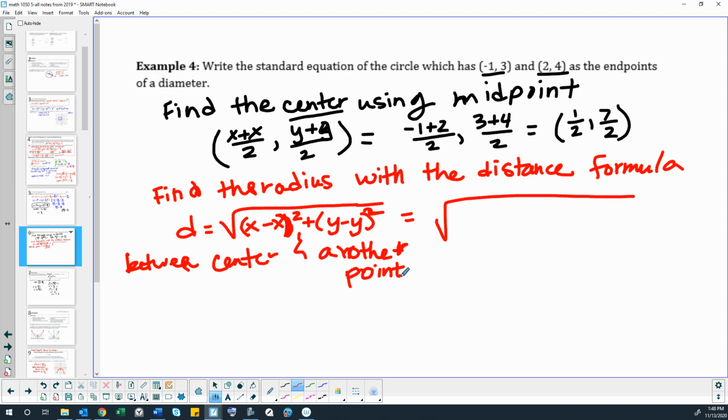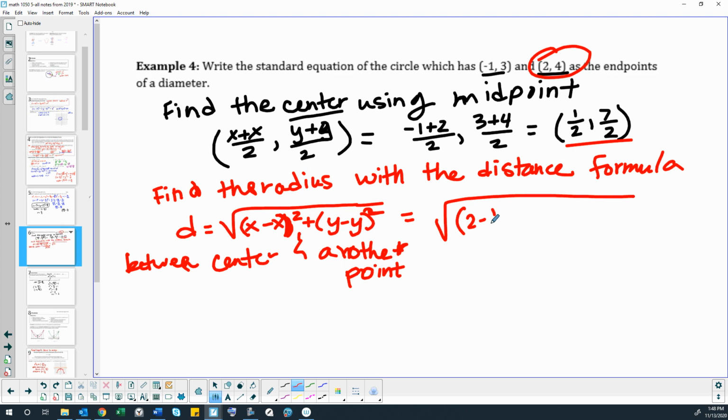Okay, between center and another point. So we have 2 points. We can choose whichever one we want. I don't know if it matters. Maybe I'll just do this one. And then, of course, we have to use our center.